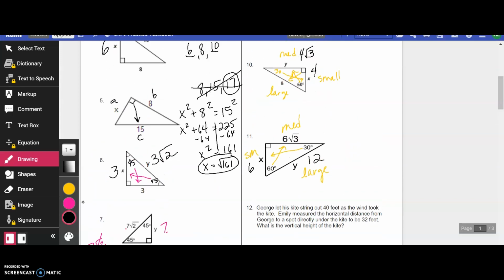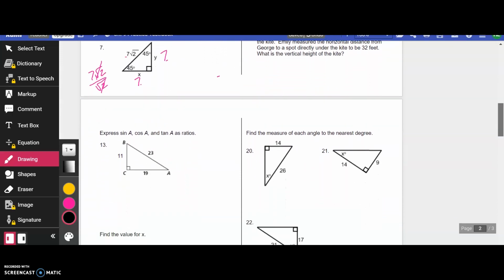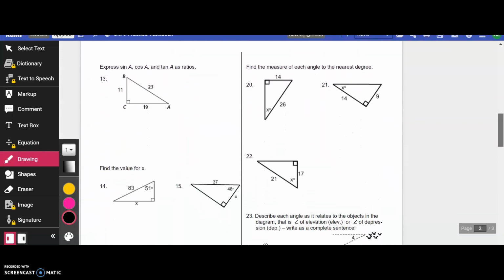All right, some word problems. I'm going to skip 12. We'll do some word problems at the end.